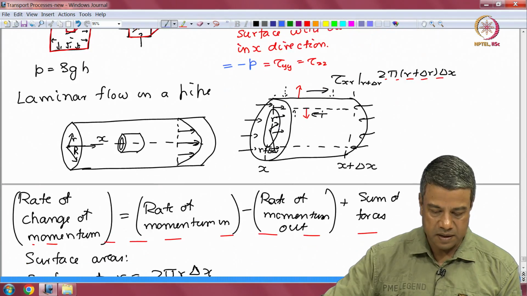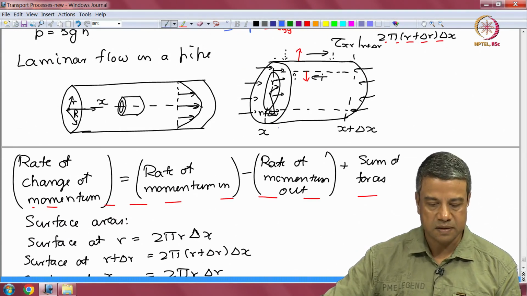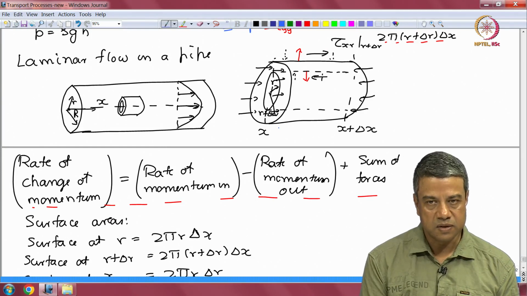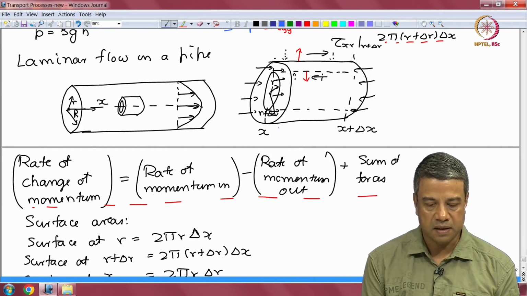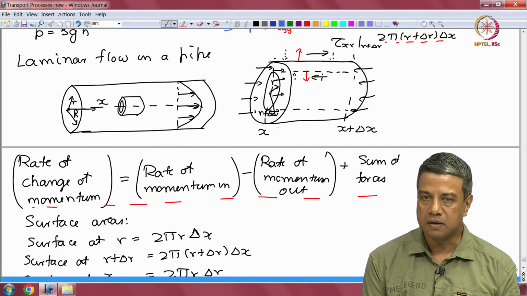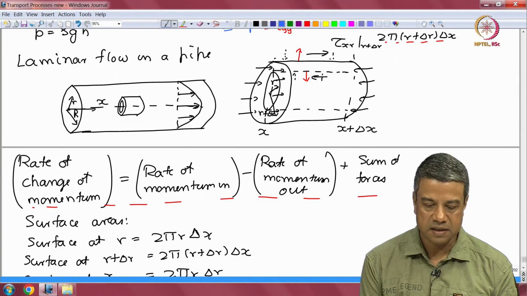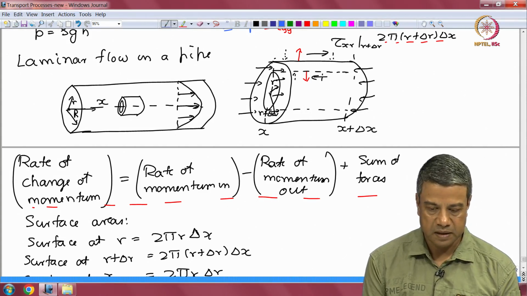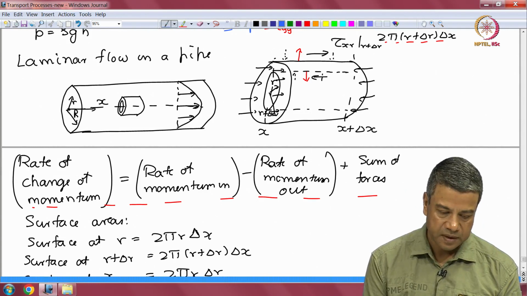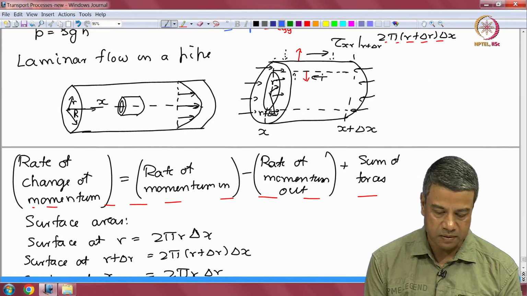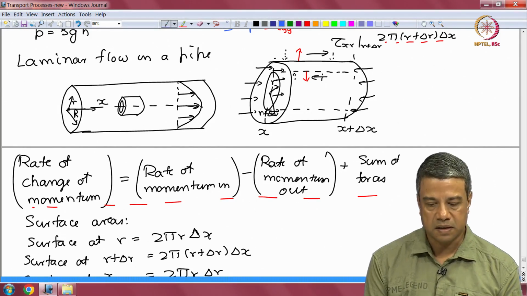Okay. So, we had done a shell balance across a differential volume in a cylindrical coordinate system. This differential volume has two cylindrical surfaces at r and r plus delta r, and two flat surfaces in the form of annular discs at x and x plus delta x. And the balance condition was that the rate of change of momentum is equal to rate of momentum in minus the rate of momentum out plus the sum of forces.